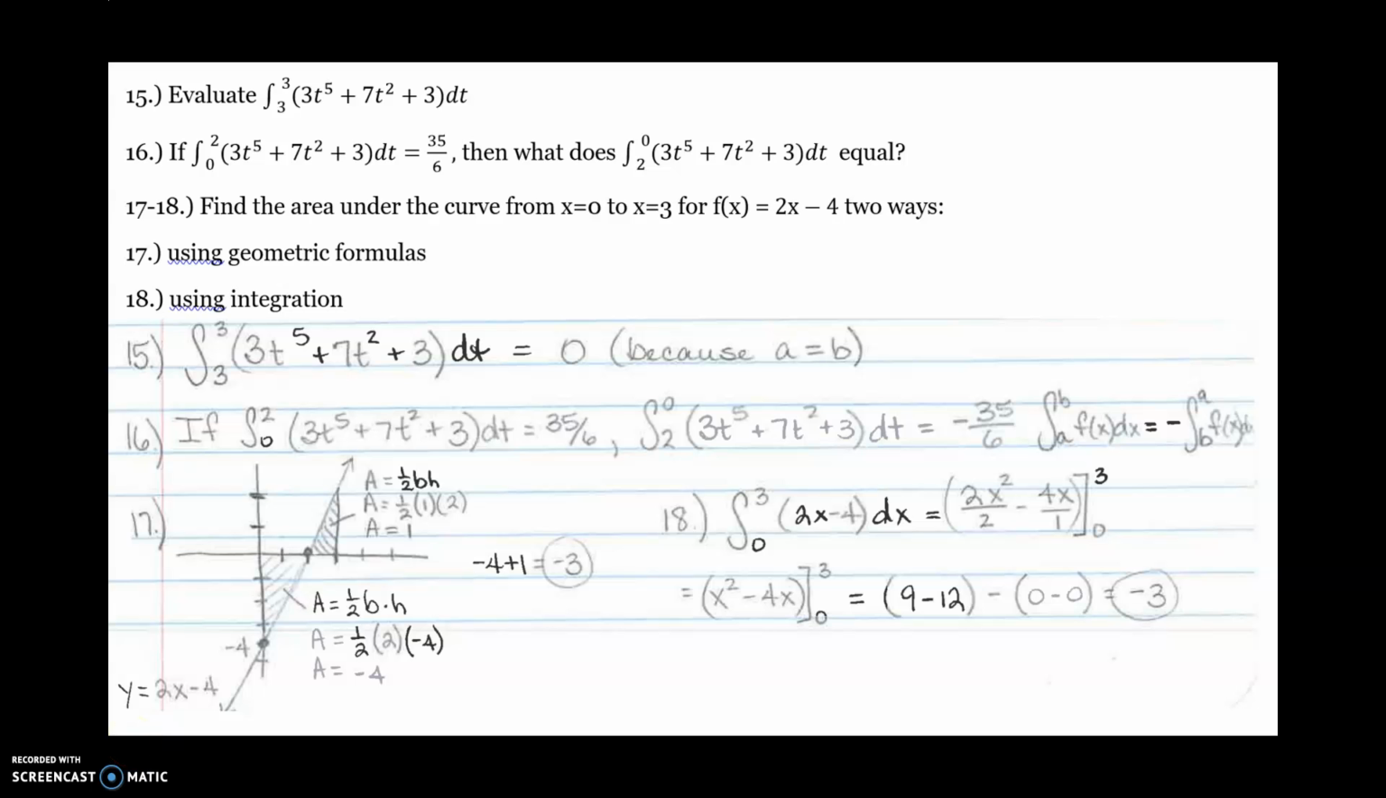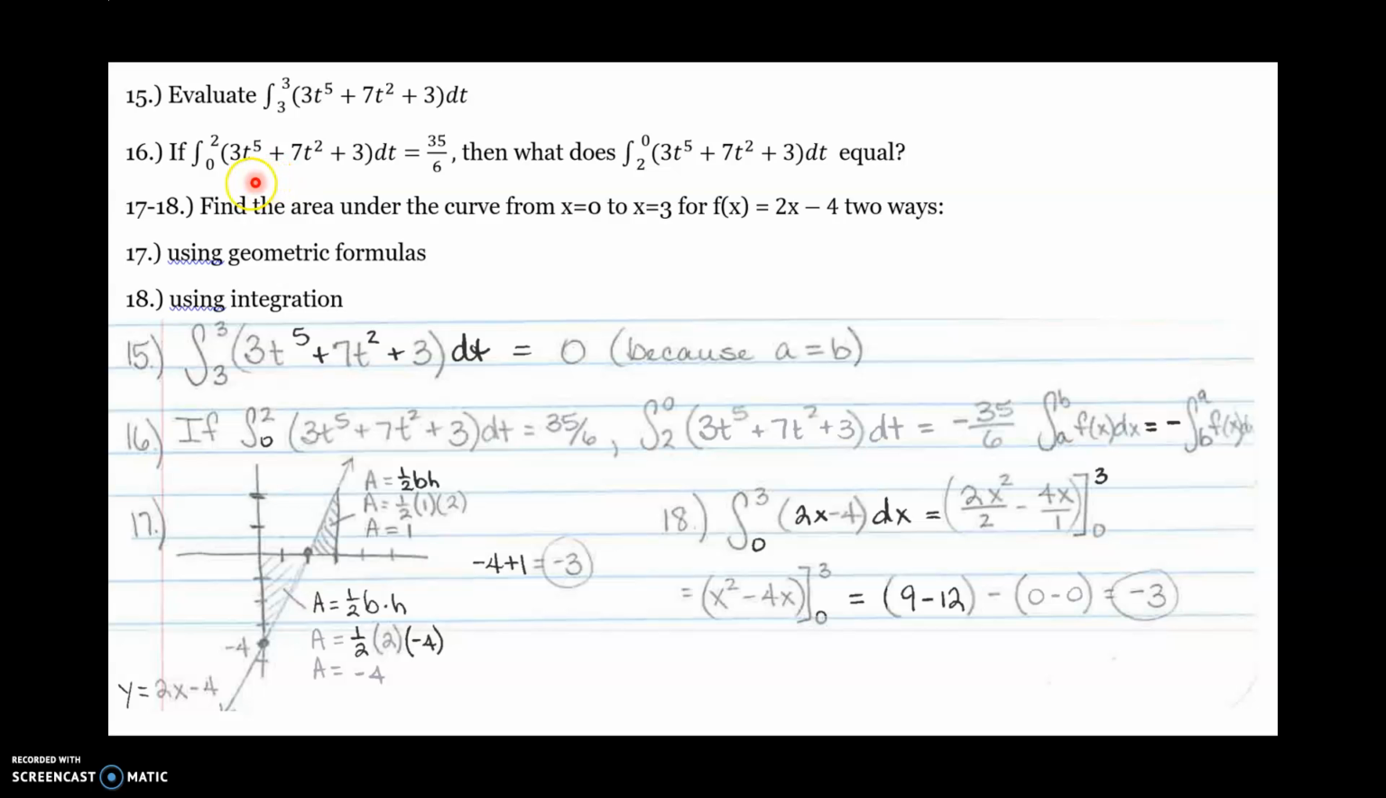All right, for number 15, they ask us to evaluate the integration from 3 to 3 of this function. Remember that anytime your upper and lower limits of integration are the same, a and b are equal to each other, your area under the curve is always going to be 0. So our integration was 0 there since they were the same.